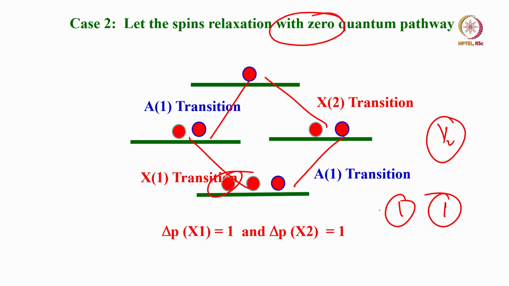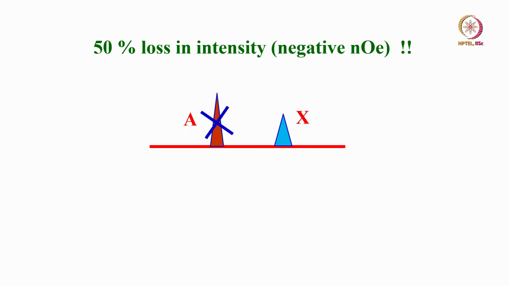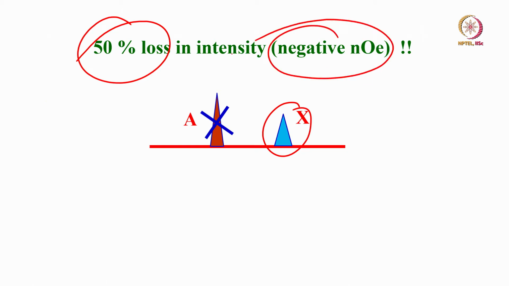We started with the 2:2 intensity. Now, with a zero quantum pathway, it came to 1:1 intensity. What is the change you observed? There is a reduction in the intensity of the signal. In fact, the X transition came down by 50%, a 50% reduced intensity. This is called a case of negative NOE. Okay? So, now we understood.